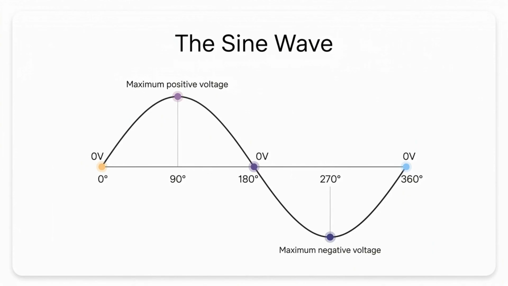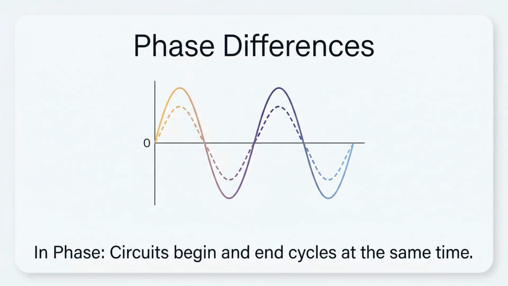When working with multiple AC circuits, we often talk about phase differences. We use the degrees of the cycle to compare them. If two circuits hit their peaks and zero points at the exact same time, passing through 90 and 180 degrees together, they are perfectly in phase. If they do not match up, they are out of phase.